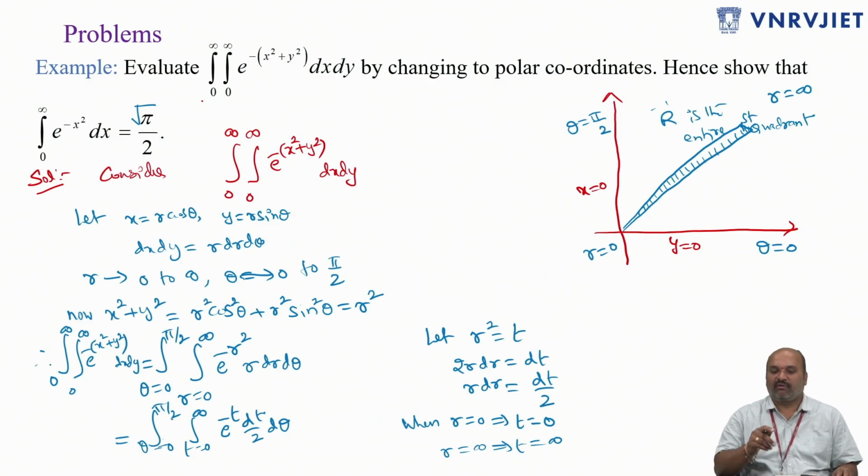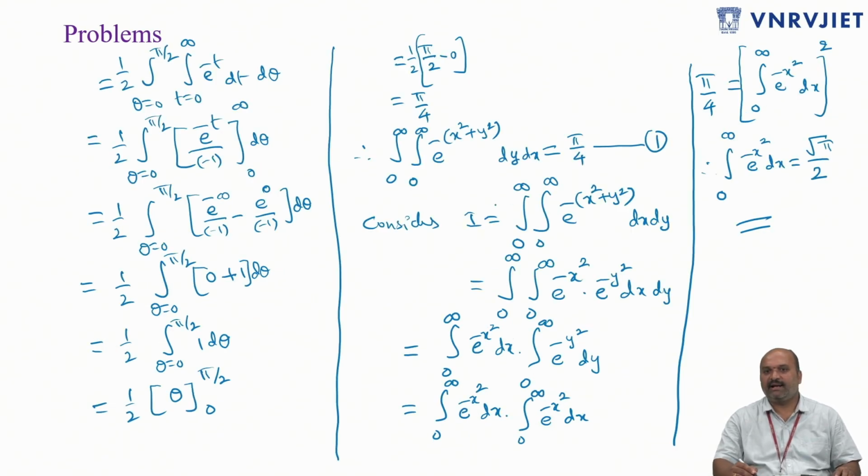So we used the transformation x equals r cos theta, y equals r sin theta, dx dy equals r dr d theta, and substitution, identify the region of integration here, identify the corresponding limits for r and theta, and evaluate the integral. In order to show that integral 0 to infinity e power minus x square dx equals root pi by 2, consider this integral, which is pi by 4. I equals nothing but pi by 4.